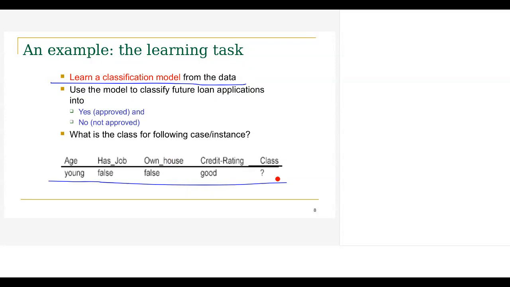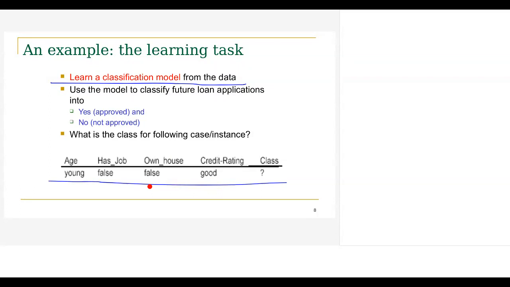Whether we are going to approve? No. Why? Sir, because of not getting a job, not having their own house, and the credit rating is also good, but not excellent. So that's why I think no. Because maybe the credit rating is good because he is owing the money of his parents or something else.